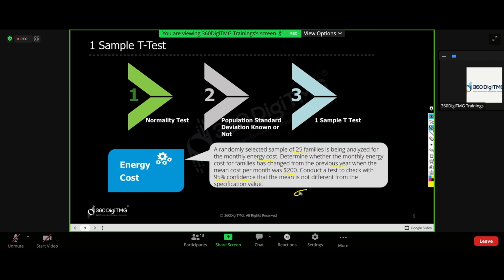Now here sigma is unknown. We do not have sigma, if you have noticed. Hence we are performing t test. If sigma is known, we will perform z test. If sigma is unknown, then we will perform t test. Rest of the process will be as it is. The first, you need to check normality. Second, you need to check whether population standard deviation, that is sigma, is known or unknown. Then you decide whether you want to go with Z test or T test.